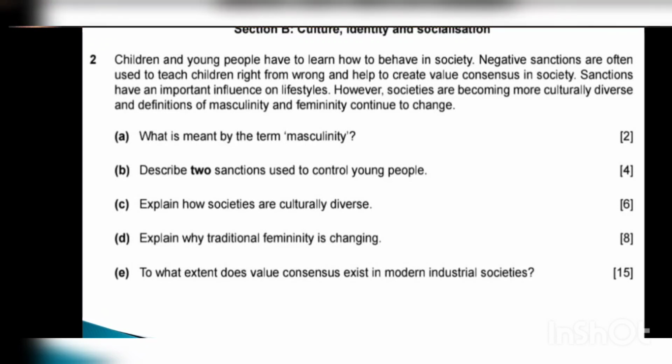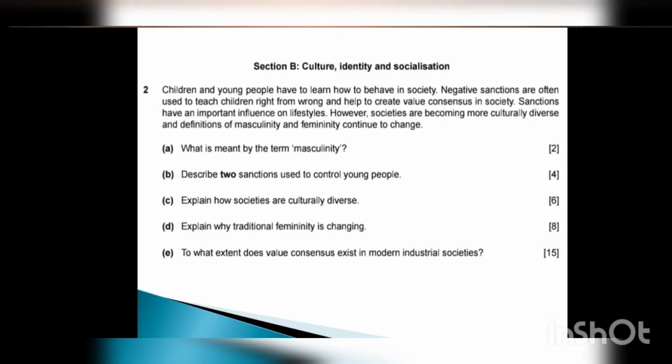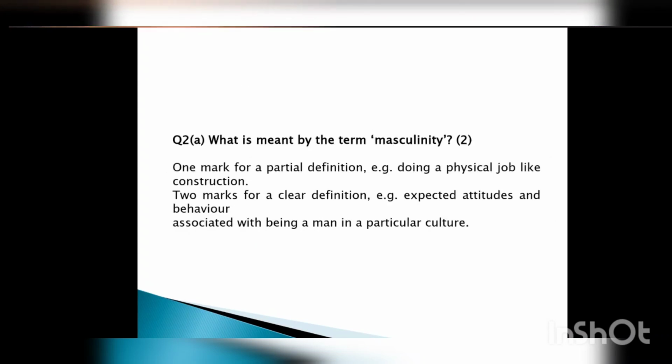Okay, so part A, what is meant by the term masculinity? It's a 2 marks question. So let's check what they have demanded in your marking scheme for what you write in the answer. That will help you secure full marks. 1 mark for a partial definition, example doing a physical job like construction.